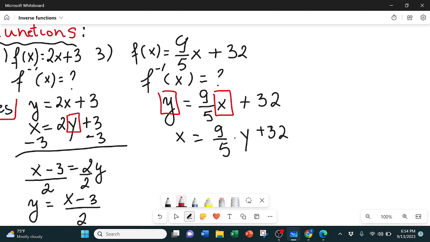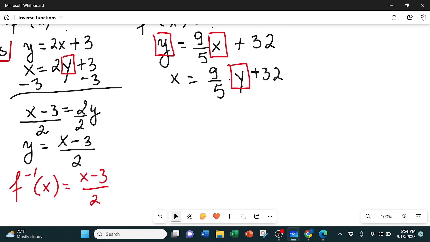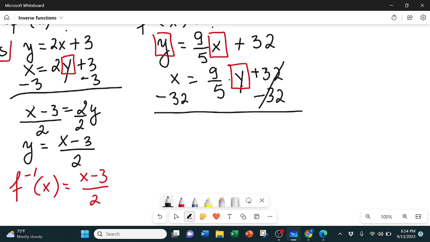And what I will do now, I will solve this equation in terms of x. So I'm going to find y in terms of x. And to do that, the first step is to subtract 32 both sides of the equation. So I'm subtracting 32. x minus 32 equals 9 over 5 times y.